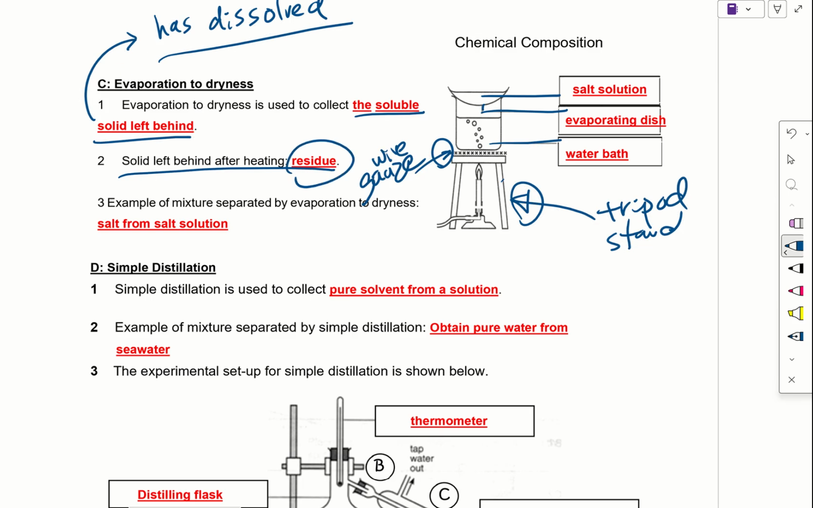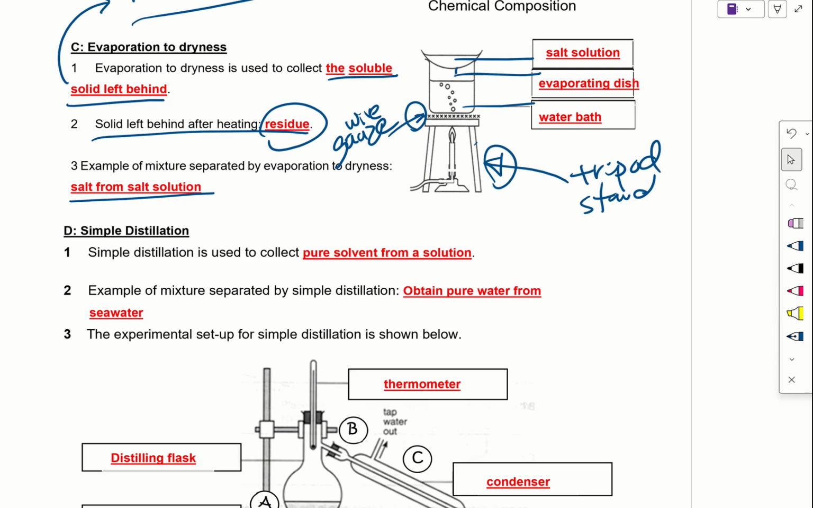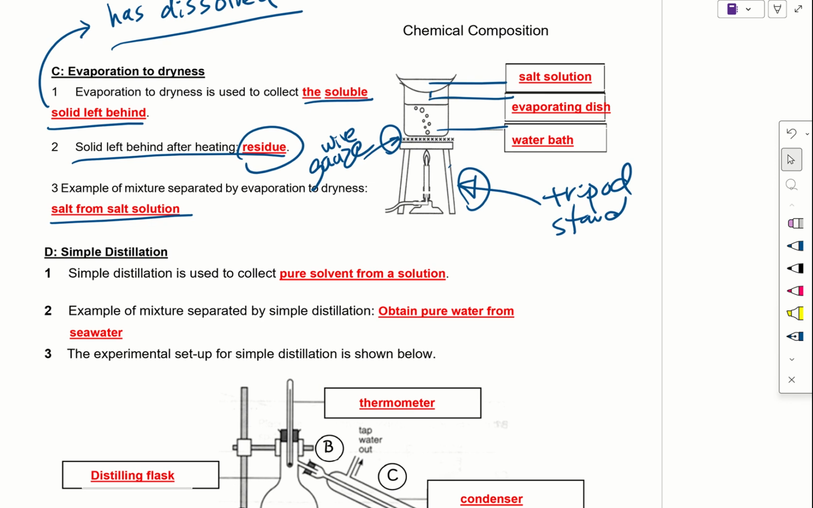Okay, so this is the one that we want. Examples will be salt from salt solution. Now, what is a water bath? As you can see, the bubbles are forming, which means the water is already boiling.